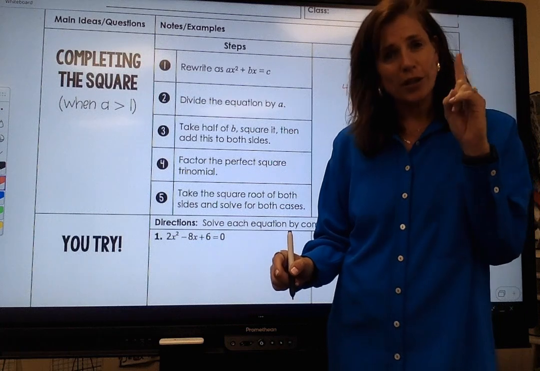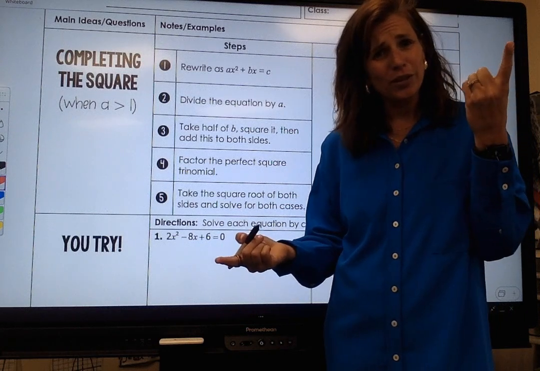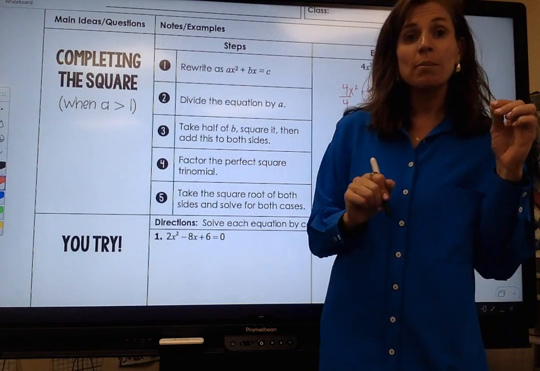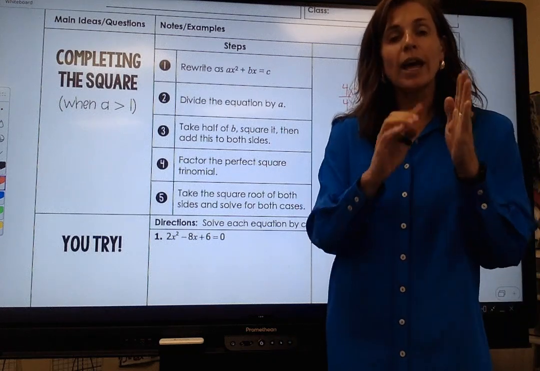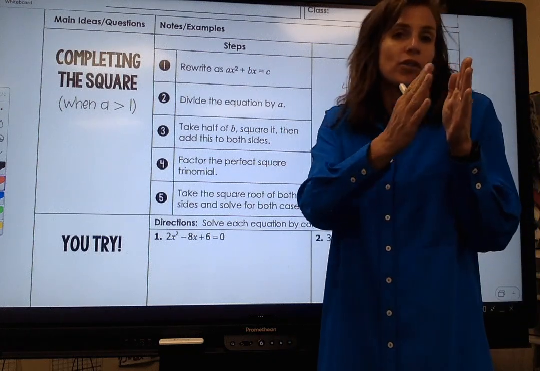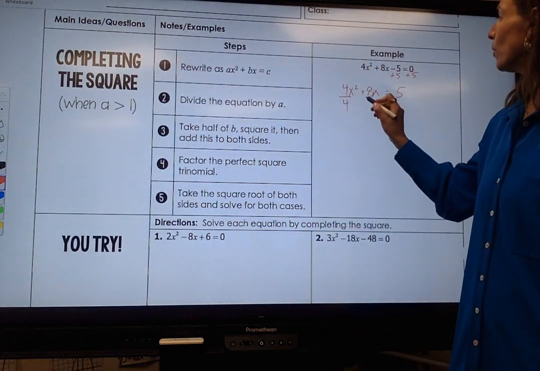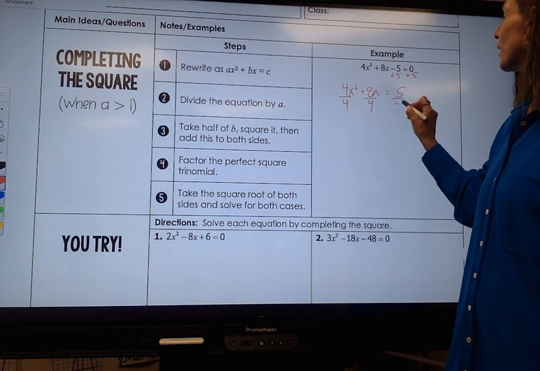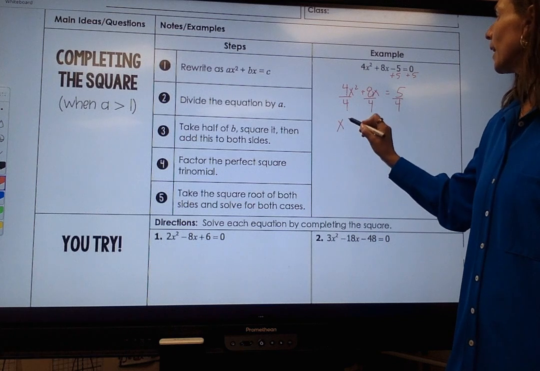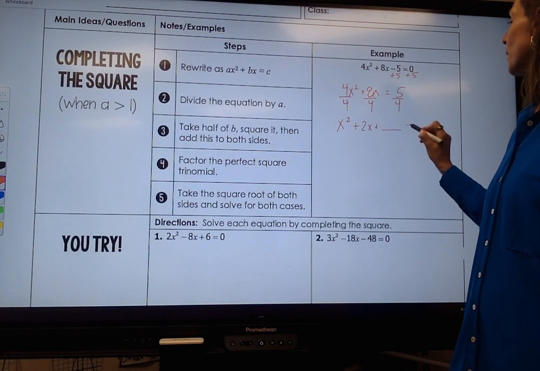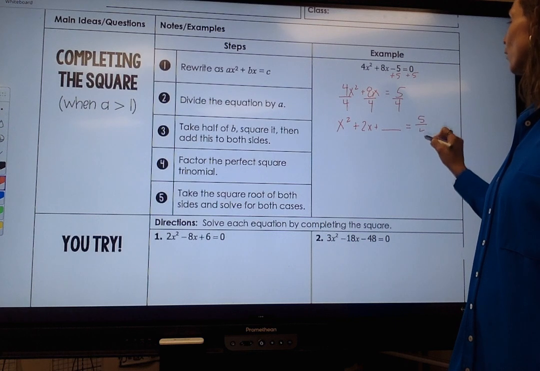I just want my quadratic term to have 1 as the value, so what do I do? I divide it by 4. But remember equality: whatever you do to one thing, you have to do to everything else. So if I divide this term by 4, I divide this term by 4, and I divide this term by 4. And now I get x squared plus 2x, and I'm going to leave myself space here, and I get plus 5 over 4.